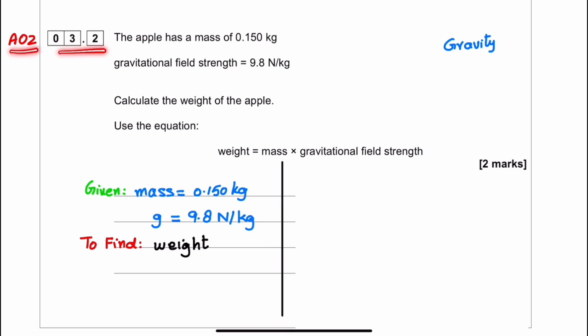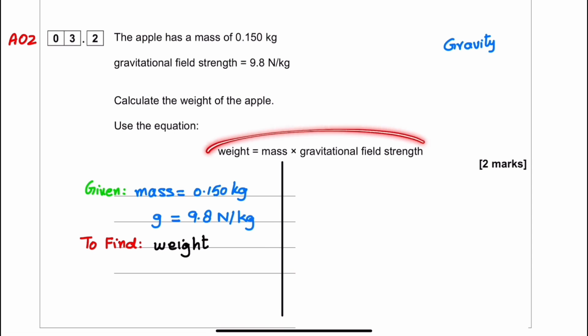3.2 is an AO2 question. It's a mathematical question where the student needs to make a calculation. And this question is again from the topic of gravity. The apple has a mass of 0.150 kilograms. The value of g is already given, 9.8 Newton per kilogram. Calculate the weight of the apple.